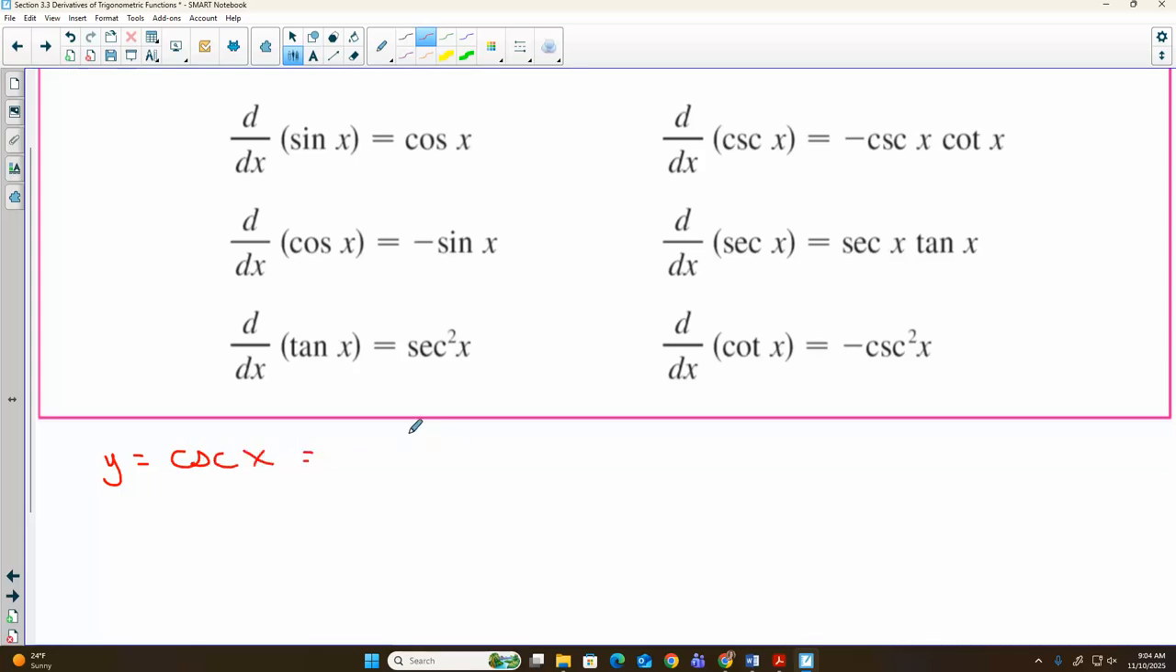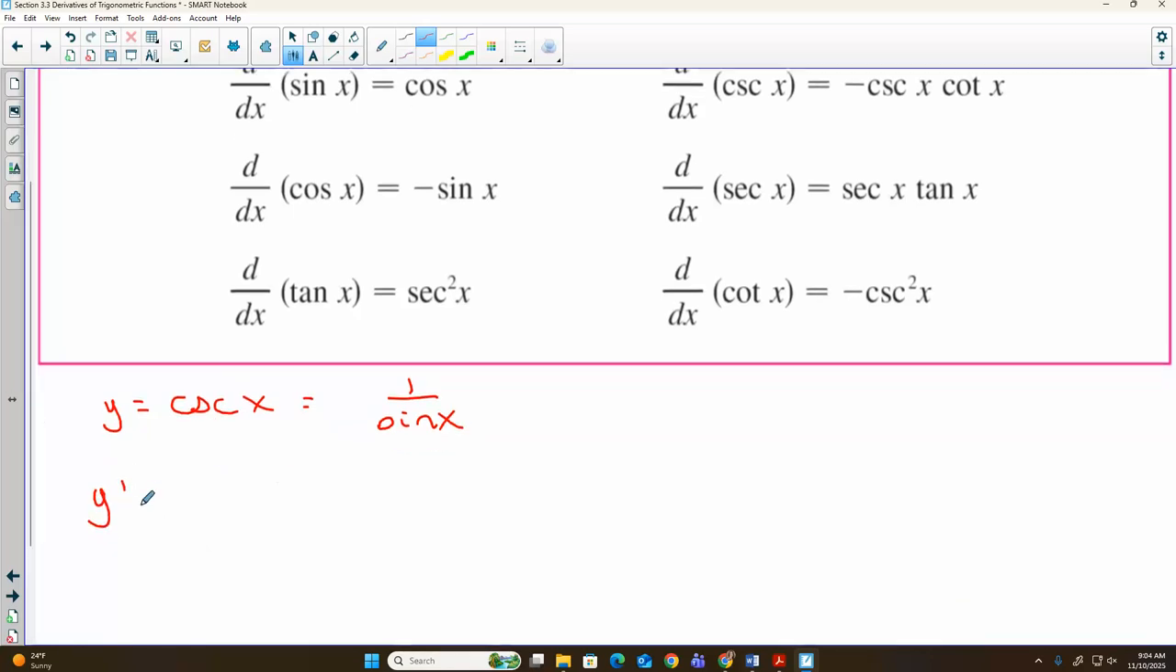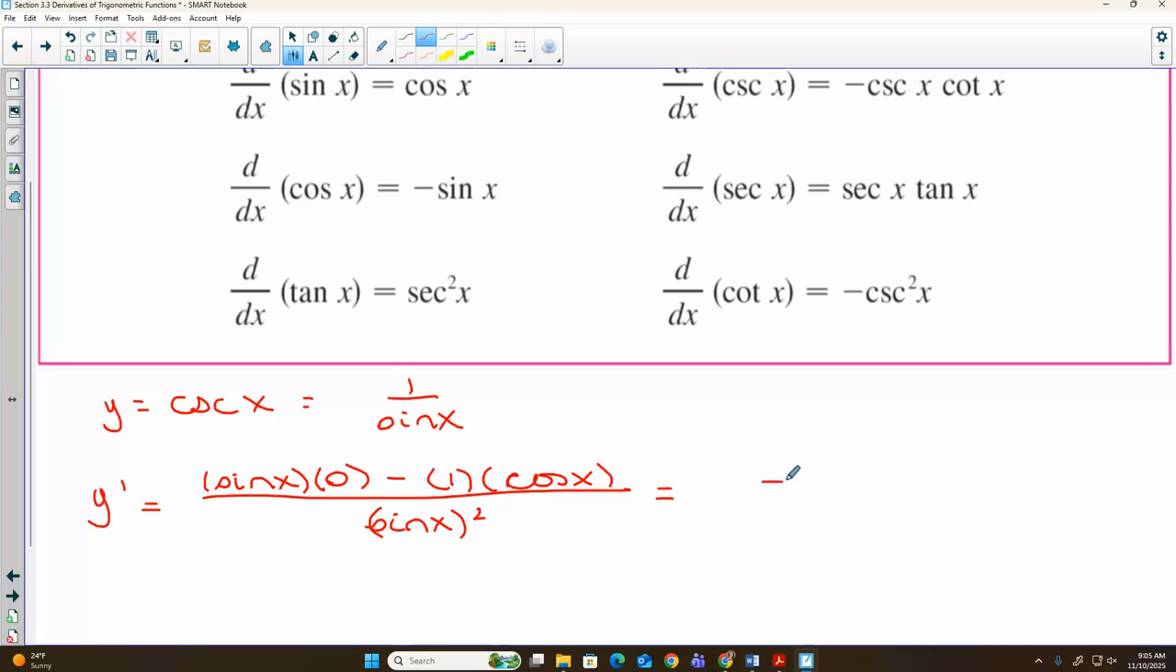I know cosecant is 1 over sine. So for your derivative, you would do quotient rule. Low, D high, what's the derivative of the top? 0. Minus high, D low, derivative of sine is cosine, over low squared. So the top just turns into a negative cosine.